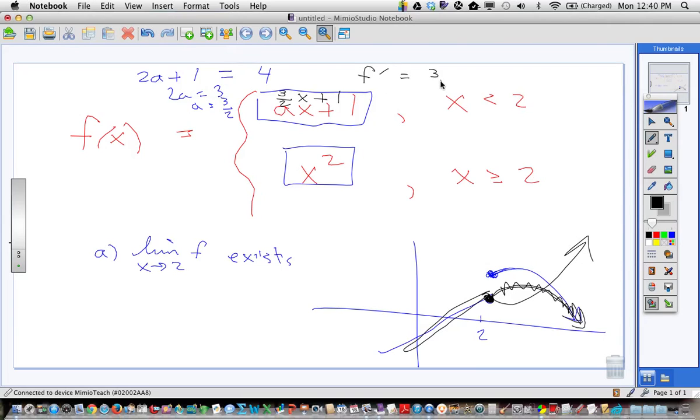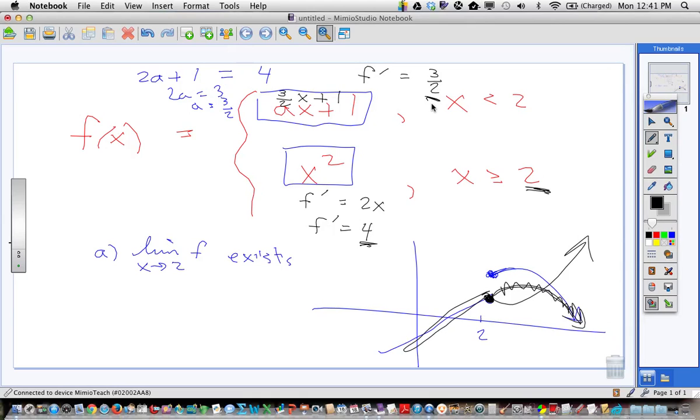Just be 3 halves, right? What's the derivative of this one? 2x. But then we got to plug a 2 in for x, right? Because we're talking about at this point. So if we plug a 2 in for x, is it differentiable? Does f prime exist then?